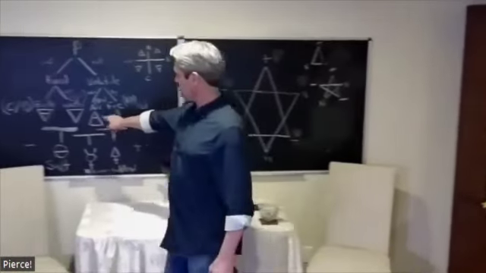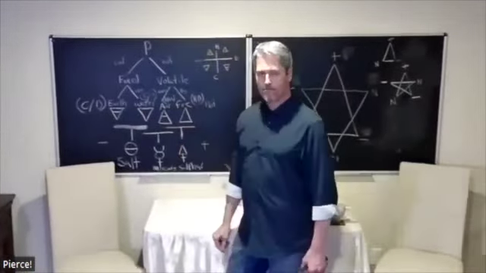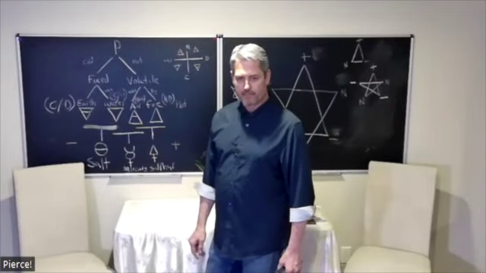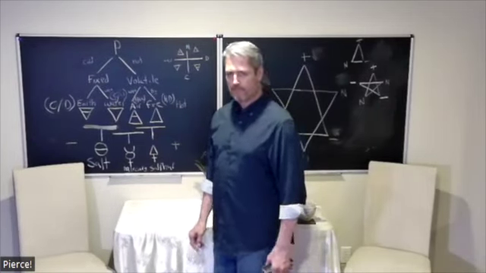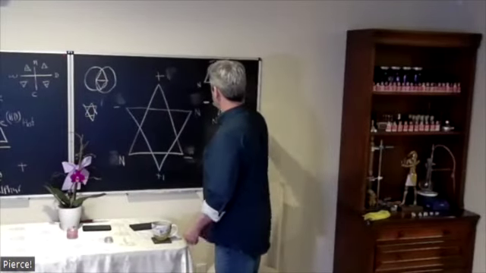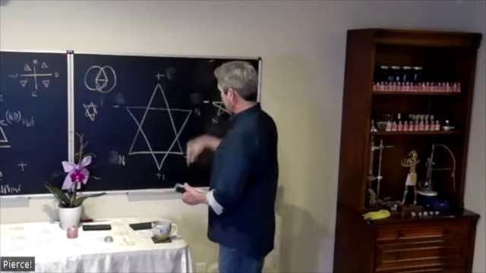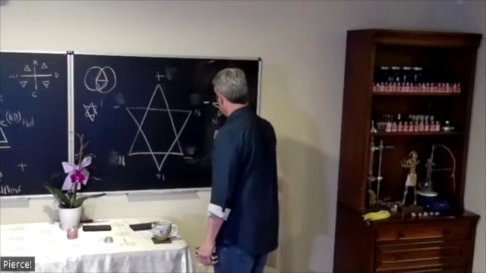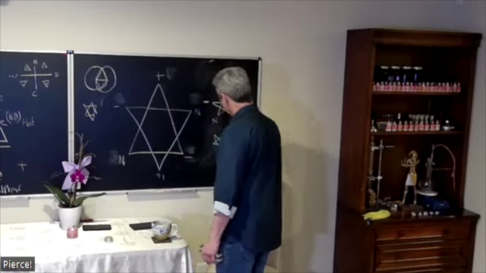Now, curiously, we've only got 4 symbols here, don't we? Earth, water, air, and fire. Do you see that something's missing? We've got an upward facing pentagram. We would have a lower facing pentagram, wouldn't we, from the other one?